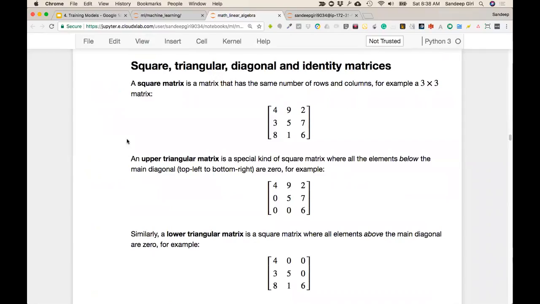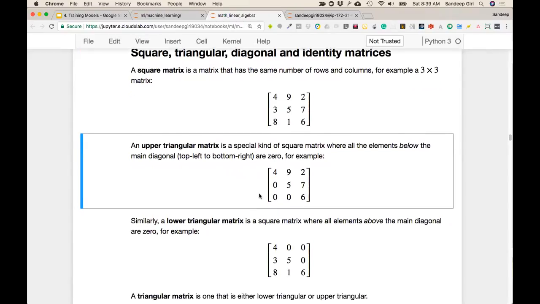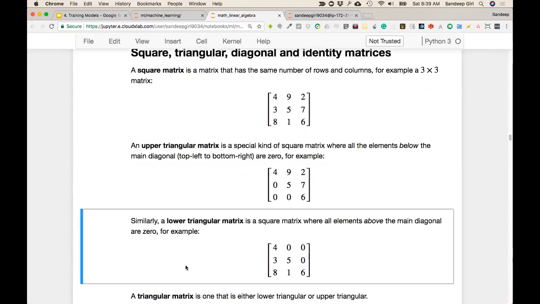Okay, so the square, triangular, orthogonal, diagonal, and identity matrices are pretty simple. A square matrix is one where the number of columns and the number of rows are equal. And upper triangular means everything below the diagonal is zero. Everything below the diagonal being zero is called an upper triangular matrix.